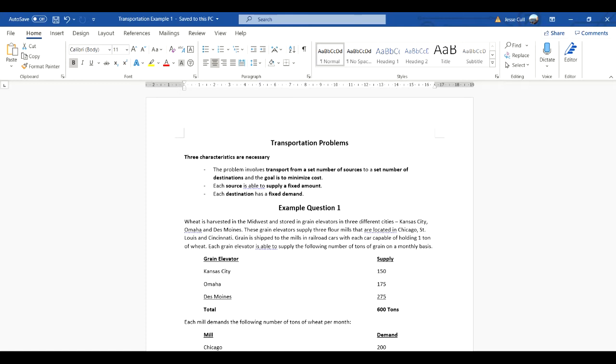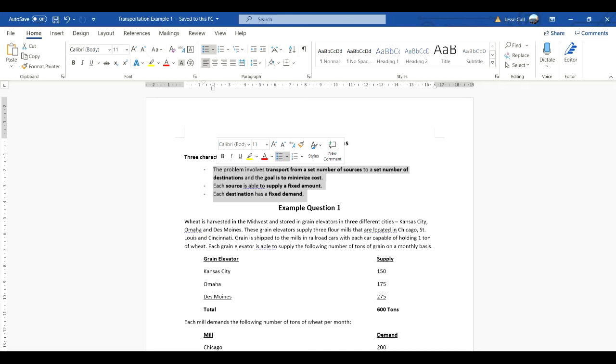So let's look right now in the first section here. We're going to examine a transportation problem. Now, step one with transportation problems is three characteristics are necessary. And you can see those three characteristics here. Number one, these problems involve transport from a set number of sources to a set number of locations. And the goal is to minimize cost. That is our goal in this situation. We're trying to minimize cost.